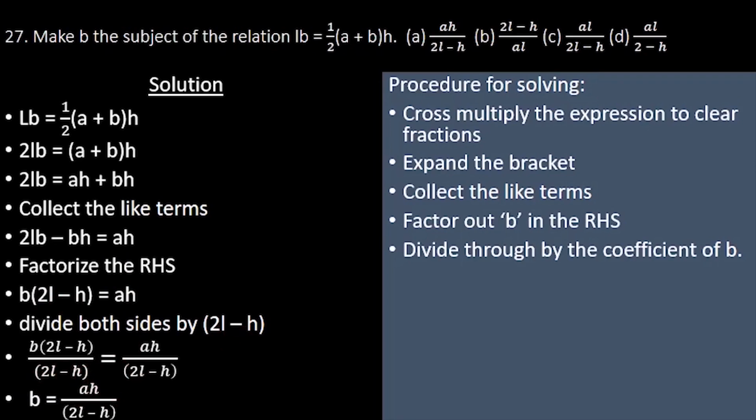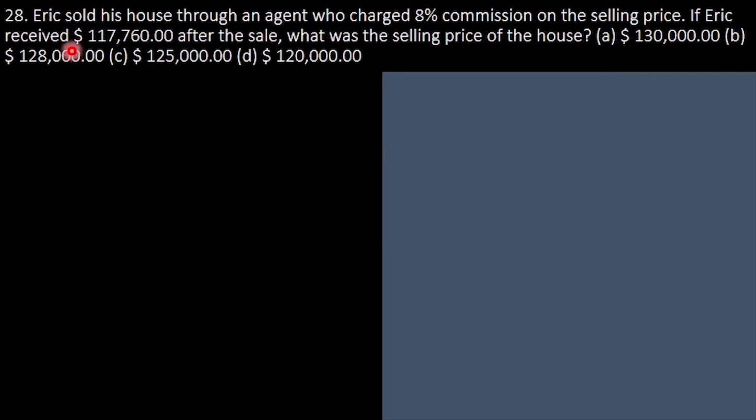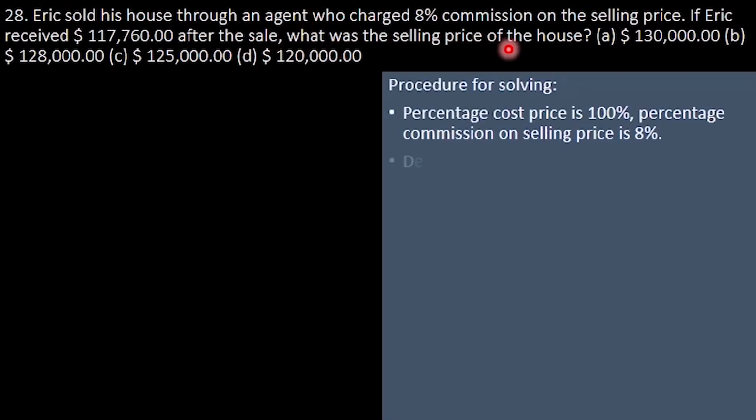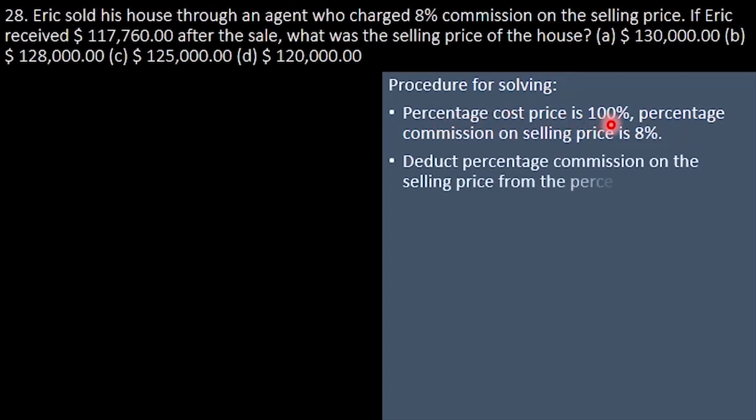Question 28. Eric sold his house through an agent who charged 8% commission on the selling price. If Eric received $117,760 after the sale, what was the selling price of the house? The procedure for solving this: percentage cost price is 100%, percentage commission on selling price is 8%. Then deduct the percentage commission from the percentage cost price, it gives the percentage selling price.